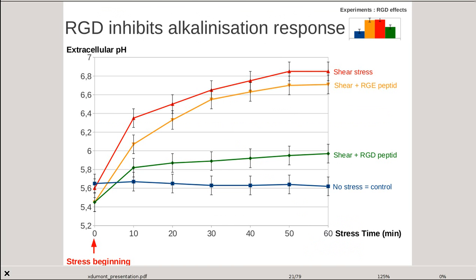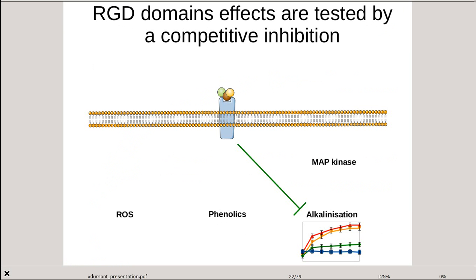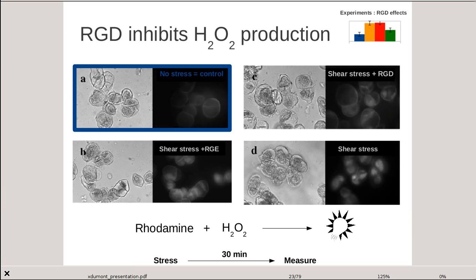These results show that RGD peptide is responsible for partial inhibition of the alkalization response. Then, the authors focused on hydrogen peroxide production. We have pictures of representative cells in each condition.